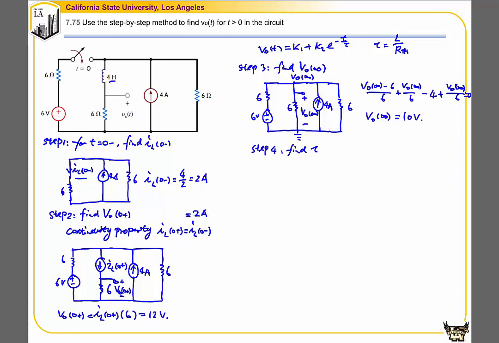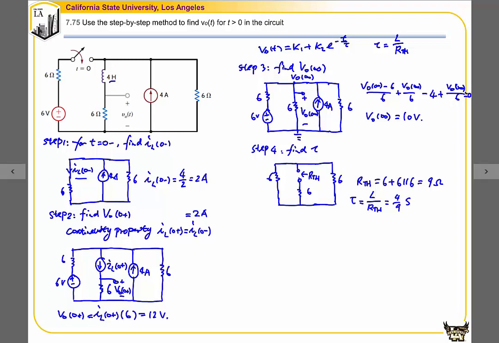Since this problem only has independent sources, we can find our RTH by setting the sources to be 0. So this voltage source will be replaced by a wire. This is where we are looking for RTH. And this current source will become an open circuit. We also have another 6 ohm over here. So we can find RTH equal to 6 plus 6 in parallel with 6, so that is 9 ohm. Now we can find the time constant tau equal to L over RTH, which is equal to 4 over 9 seconds.